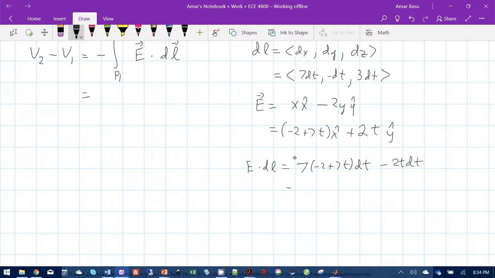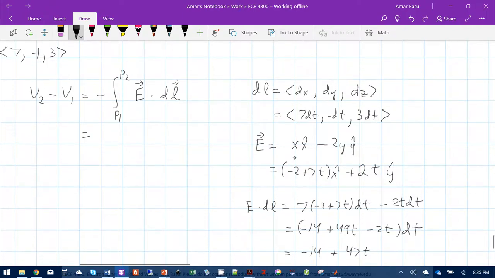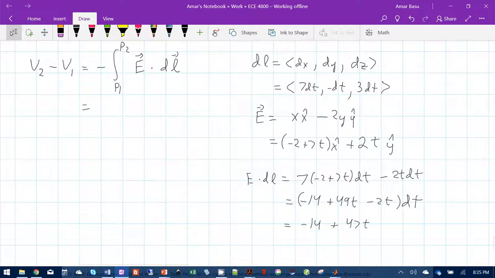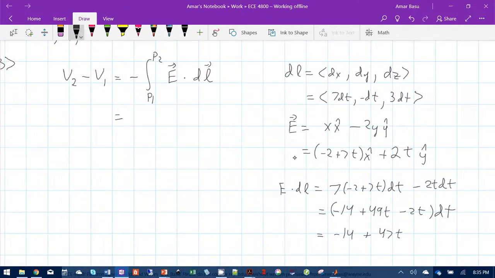So E dot dl is negative 14 plus 49t minus 2t, and this is all by dt. So I got negative 14 plus 47t. Does that sound right? Is that what everyone else got? Great. So that was the more complicated part. Now the rest is just integration.